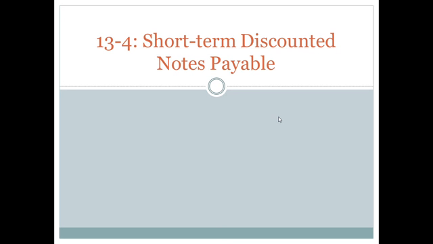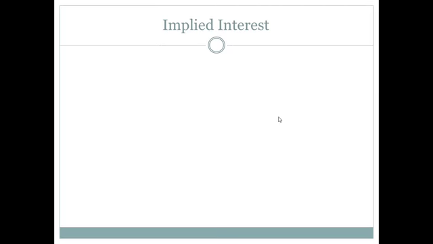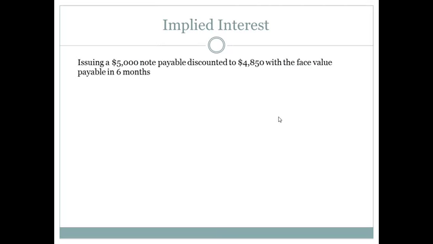In effect, what happens is we simply borrow a discounted amount today and then repay the face value of the note at the maturity date. And we're just going to look at a very simple example. So a company is issuing a $5,000 note payable discounted to $4,850 with the face value payable in 6 months.